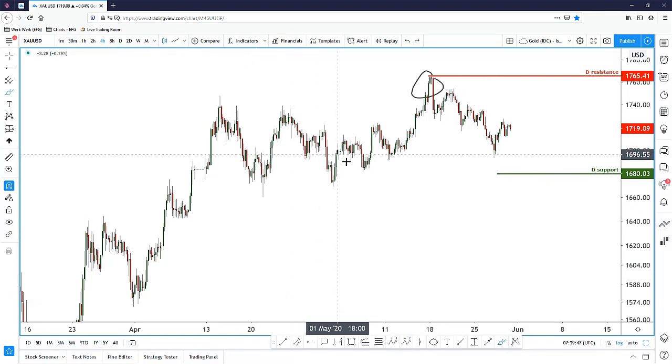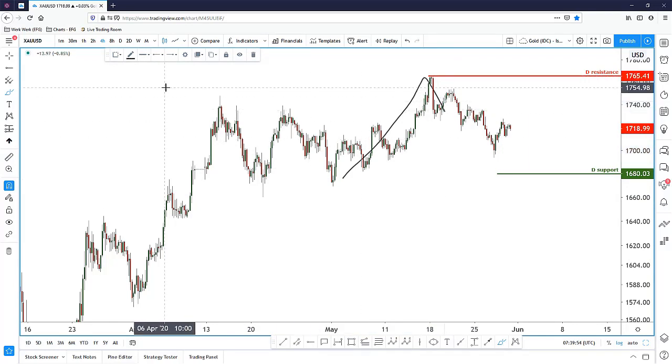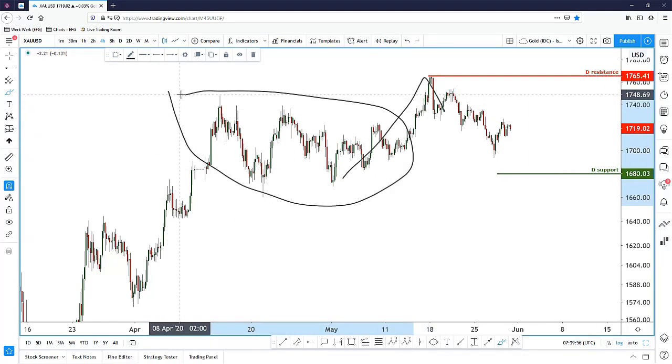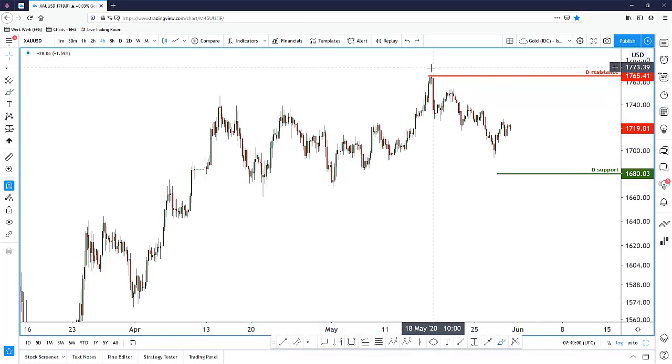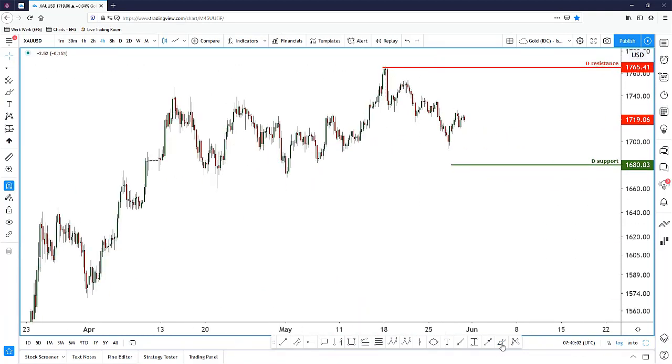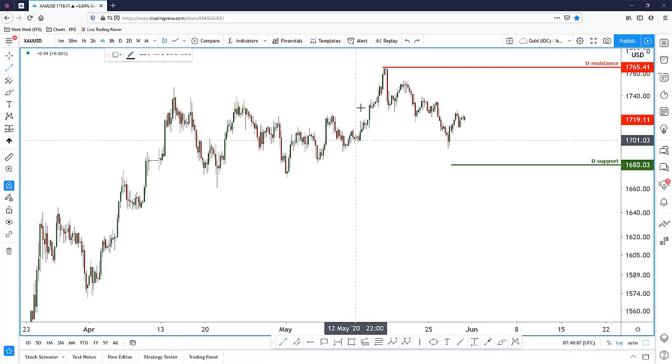Because of this weird configuration where price immediately rejected, I would say that this pennant formation took a lot of people by surprise. So now that we know that price is in a downtrend, what can we do? We shall draw a trend line to connect the highs.